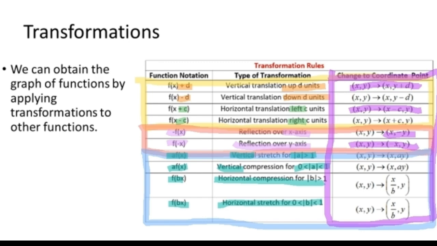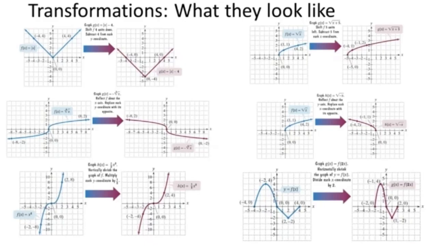Luckily, stretches and compressions do have the same rules. If I'm doing a vertical stretch or compression, I am multiplying my y value by a. But if I'm doing a horizontal stretch or compression, I'm dividing all my first components by b. Make sure you pay special attention to these rules. Changes in the coordinate points are a big part of how we obtain graphs from our basic functions. This slide shows what we visually expect from the various transformations.